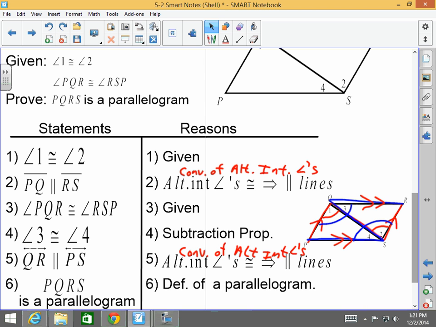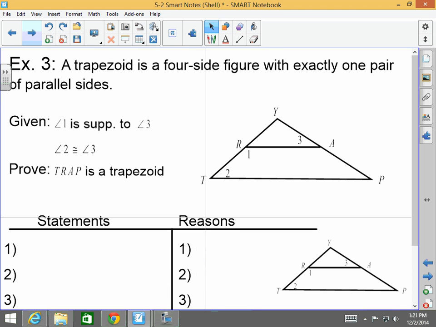All right. Good stuff. Good job there on the subtraction property. I'm proud of you. Okay, last but not least. A trapezoid, gentlemen, is a four-sided figure with exactly one pair of parallel sides. They tell you that angle 1 is supplementary to angle 3. Angle 2 is congruent to angle 3. And I want to prove that TRAP is a trapezoid. So I want to prove that this guy right here is a trapezoid. To prove that, I need to prove that RA is parallel to TP because that is a trapezoid by definition.